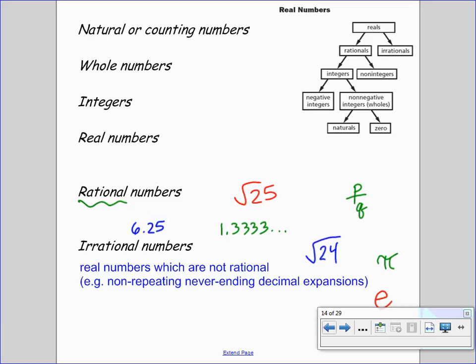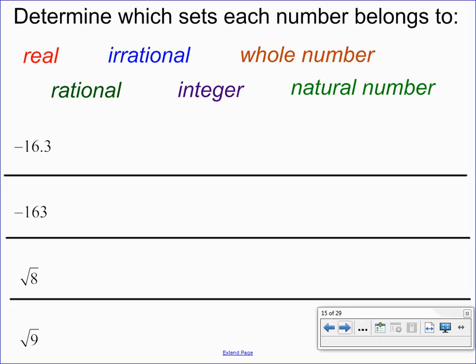So consider negative 16.3. Which of those subsets, if any, does negative 16.3 belong to? Well, because it can be written as a decimal, it's real. And so negative 16.3 is real. Because as a decimal it terminates, that is, it stops after the 3, it must be rational. If I can write a number as a decimal that stops, it is guaranteed to be rational. However, it's not an integer because it has a number after the decimal point. So it's not an integer, which means it's not going to be a whole number or a natural number because it's negative.